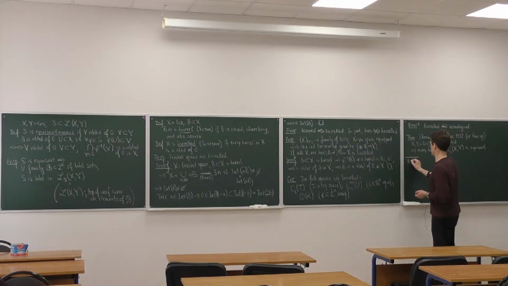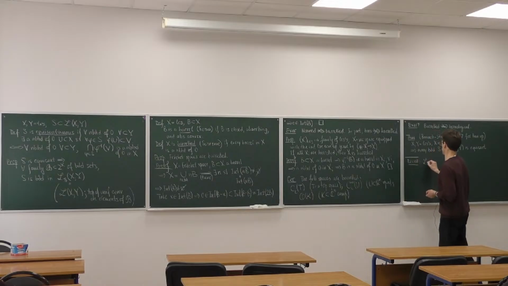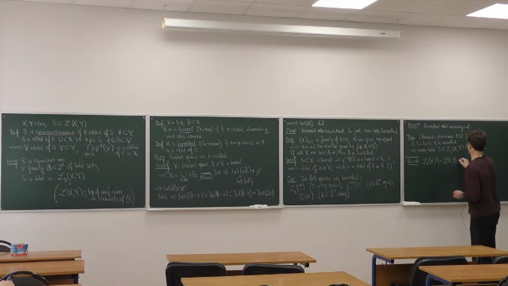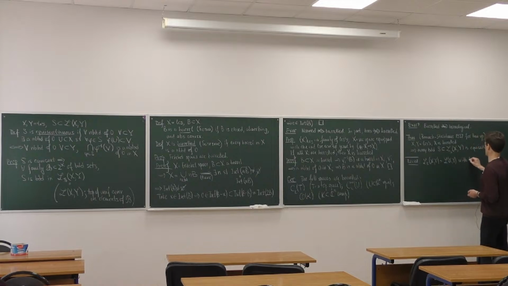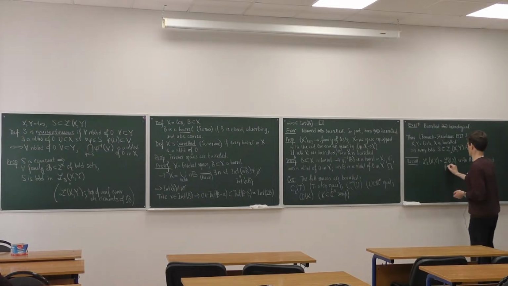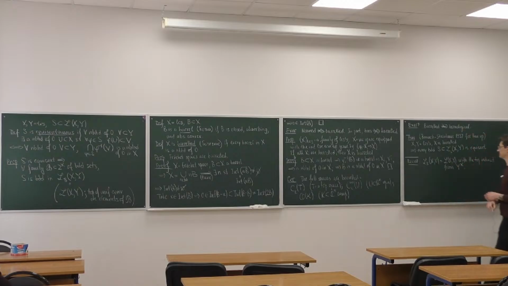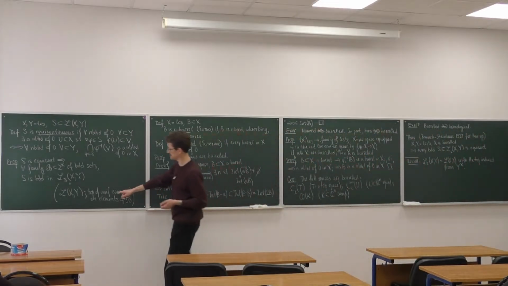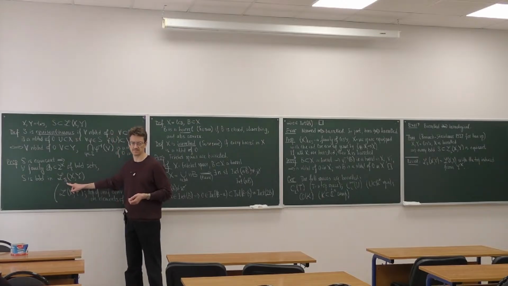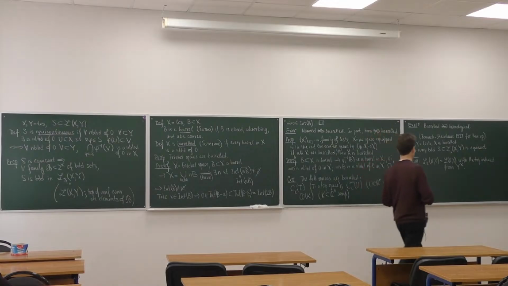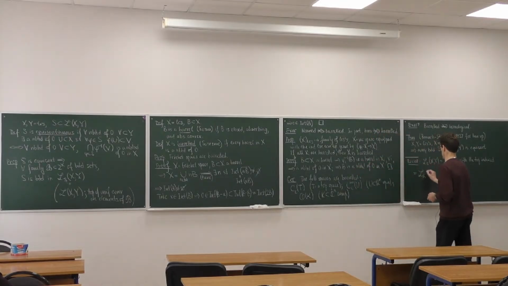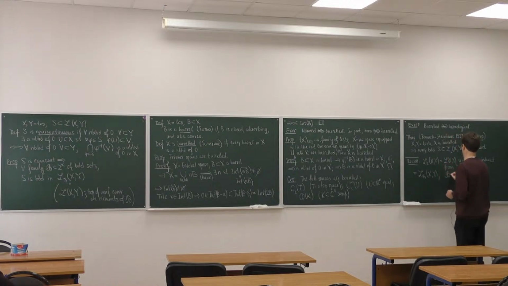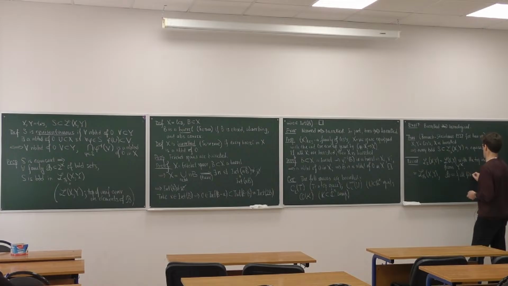So let's recall that L_s(X,Y) denotes the space of continuous linear maps with the topology of pointwise convergence. That is, with the topology induced from Y to the power X. The topology of pointwise convergence. It corresponds to the case where B, the script B, consists of all finite sets.